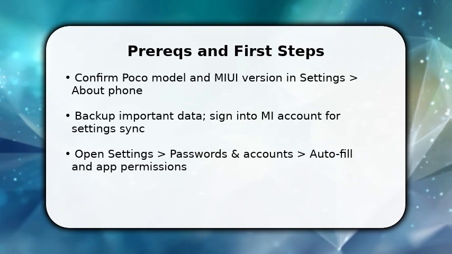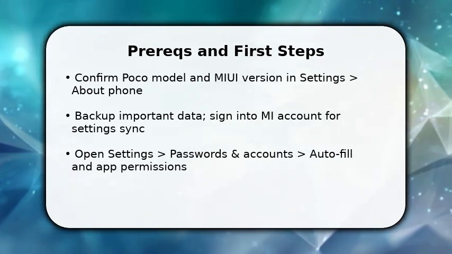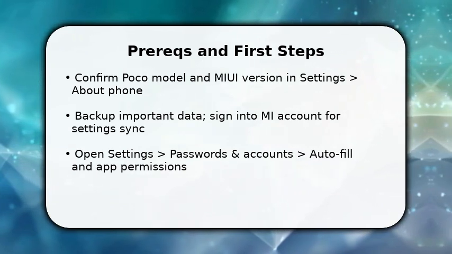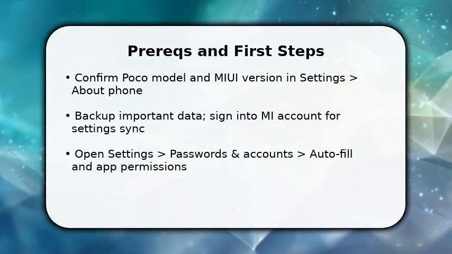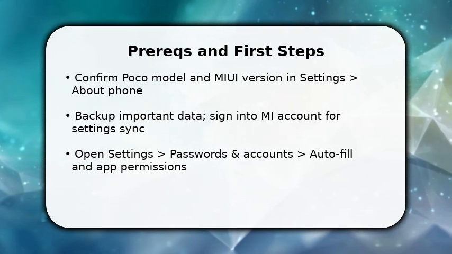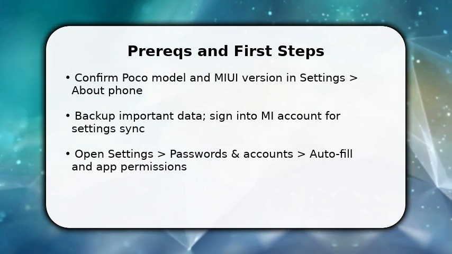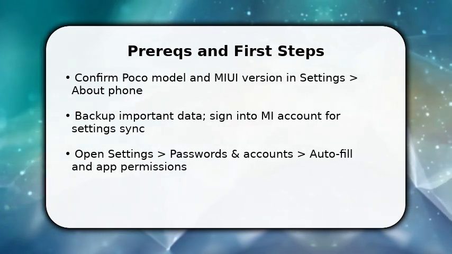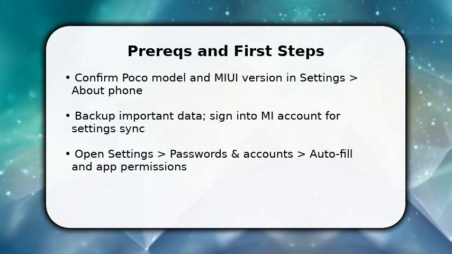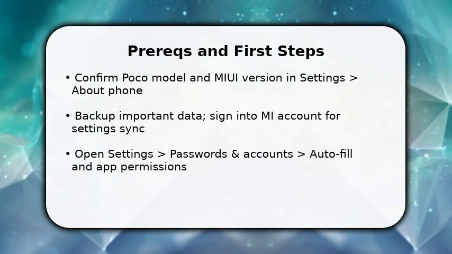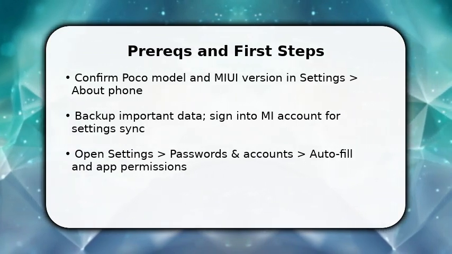You start immediately by checking your Poco model and MIUI version so you know which menus apply. This avoids dead ends. Once done, make a quick backup and confirm you're signed into your MI account to preserve settings. Now go to Settings and open Permissions, then tap on Apps or Auto Start Controls. This is where ad serving components live. You're laying groundwork so subsequent switches affect the right services and so you can restore if needed.